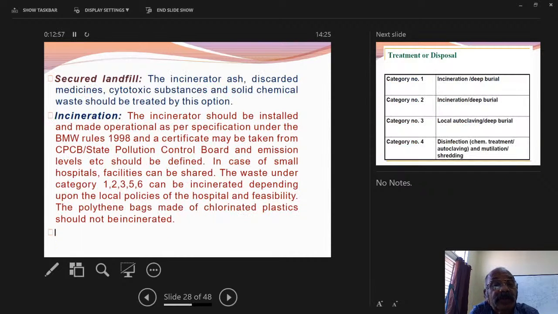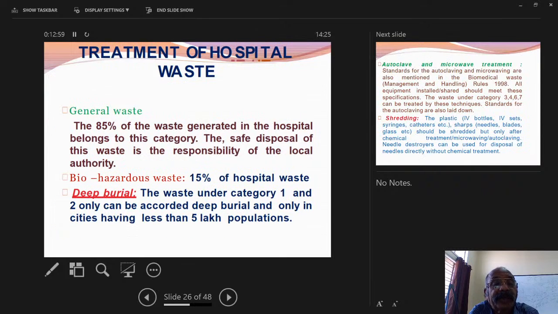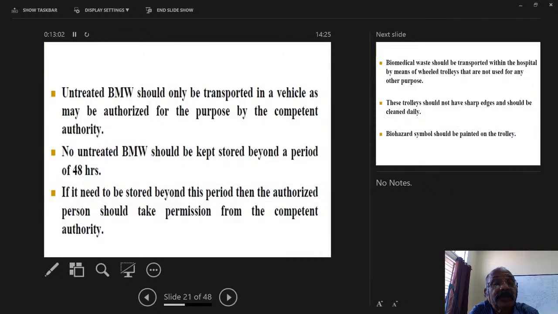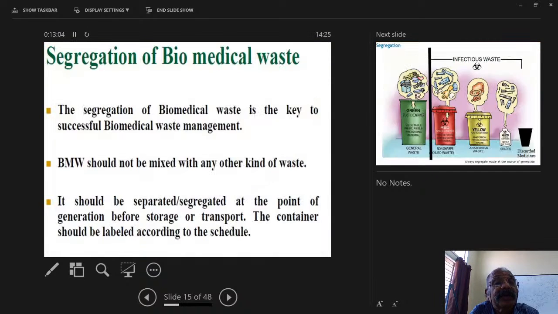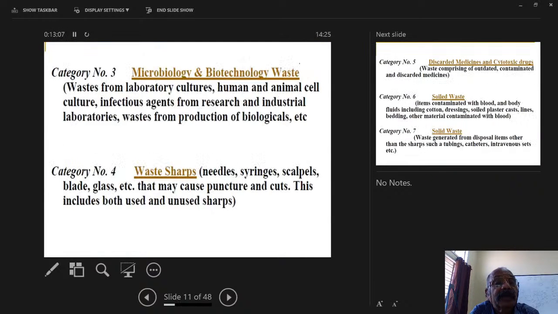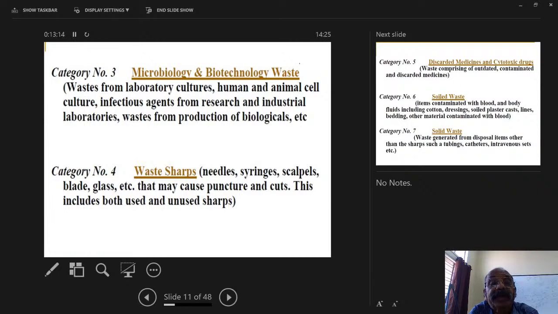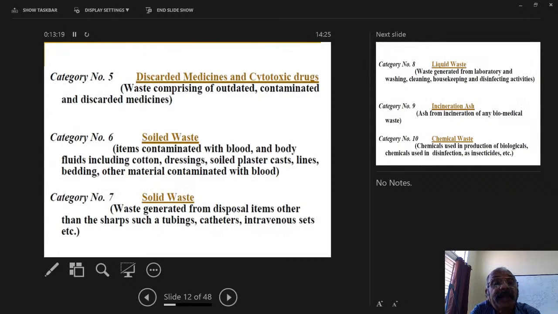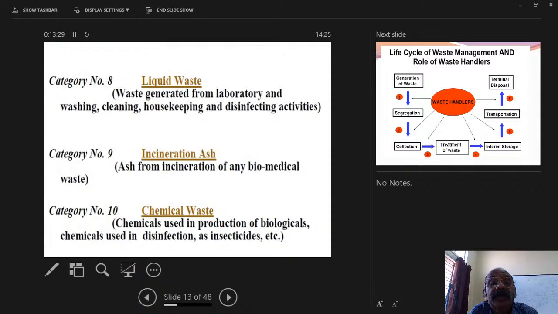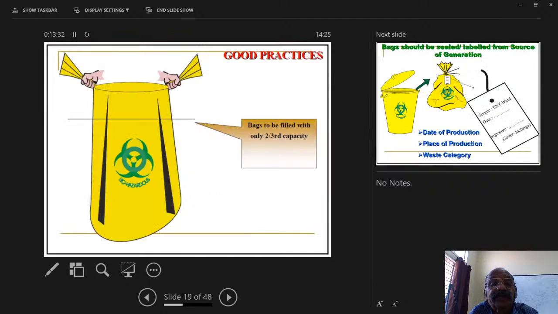Now, what are those? 1, 2, 3, 5, 6. Let us go back and see once again. One is human anatomical waste. Category number 2, animal waste. 3 is microbiology and biotechnology waste. And then 5 is discarded medicines and cytotoxic drugs. 6 is solid waste: items contaminated with blood and body fluids, including cotton, dressings, and all these things. These are the things which have to be incinerated.